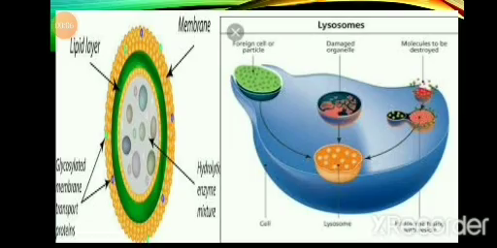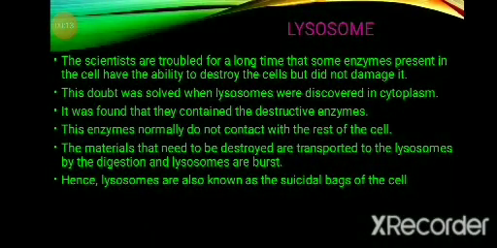These are lysosomes. Can you see it, students? Lysosomes. Scientists were troubled for a long time that some enzymes present in the cell have the ability to destroy the cell but do not damage it. This doubt was solved when lysosomes were discovered in the cytoplasm. It was found that they contained the destructive enzymes. These enzymes normally do not come in contact with the rest of the cell. The materials that need to be destroyed are transported to the lysosomes for digestion, and the lysosomes burst. Hence, lysosomes are known as the suicidal bags of the cell.